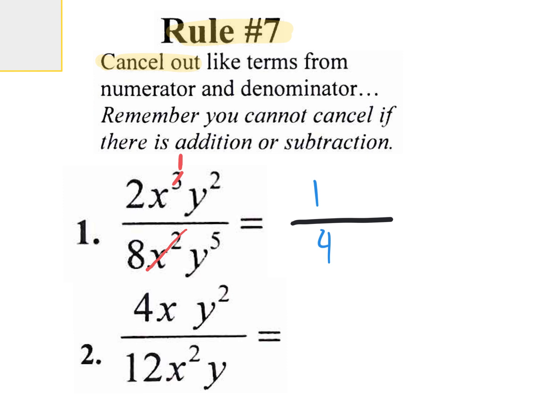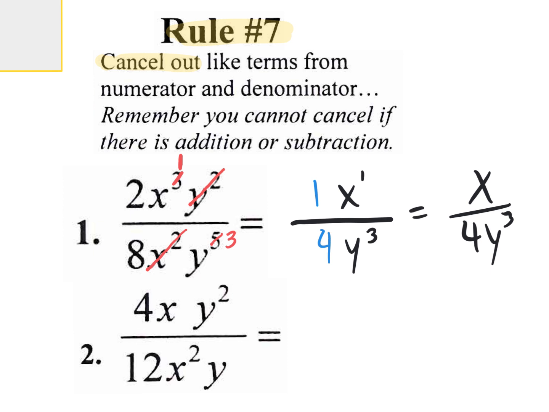How about the y's? Both y's on the top cancel with both y's of the 5 on the bottom, leaving me 3 left over on the bottom. Are you with me? So how many x's do I have up on top? Just 1 x. You could put the power of 1, but you don't really need to. On the bottom, we have a y to the 3rd left over. So there's my answer. 1x to the 1 over 4y to the 3rd. You don't even need to put the 1 right here or the 1 right there. You could just say that the answer is x over 4y to the 3rd.